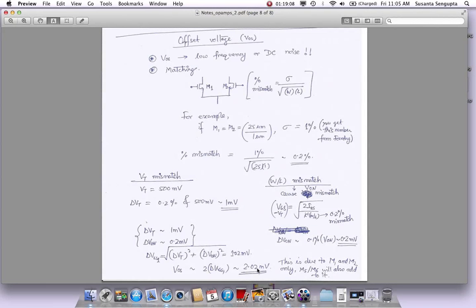If the answer is no, this is too high, then what can you do? There's only one thing you can do. You cannot control the foundry. Those mismatch numbers are what the fabrication does, and you cannot change the fabrication unless you have your own fab.